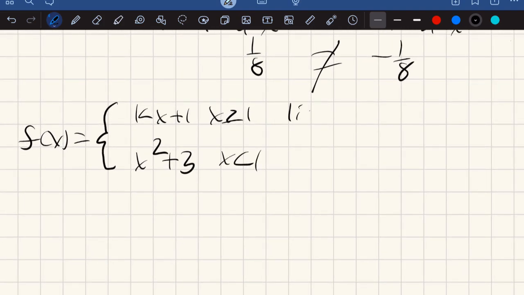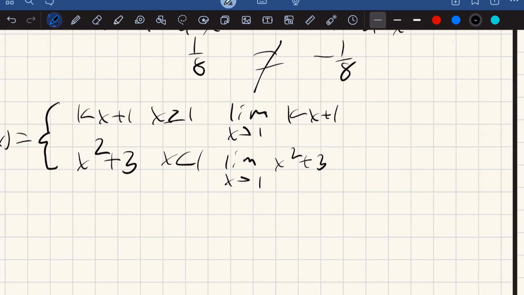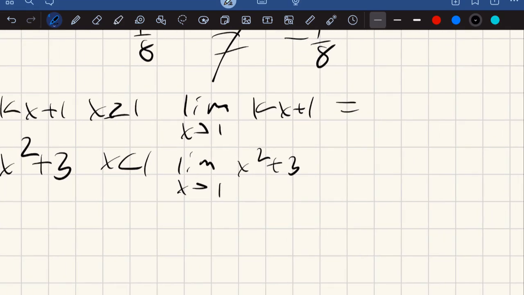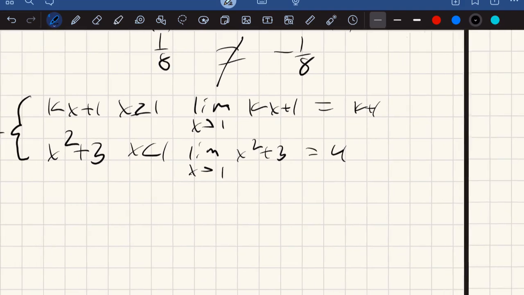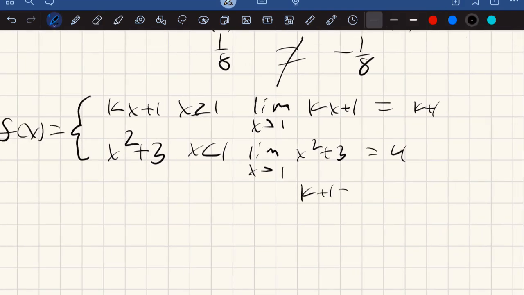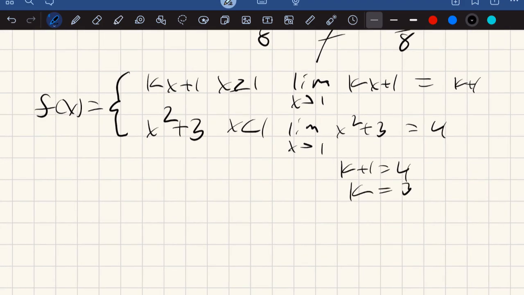So we just take the limit of both equations when x is approaching 1, and then we set it equal to each other. So this would be k plus 1, and this would be 4. k plus 1 equals 4, k equals 3. So when k is 3, this function would be continuous.